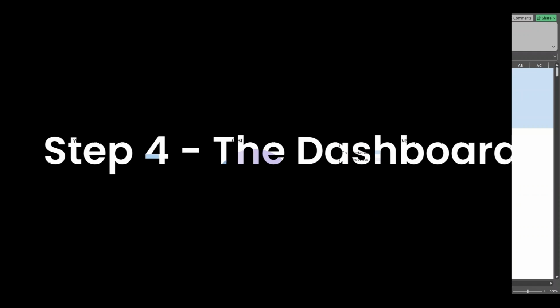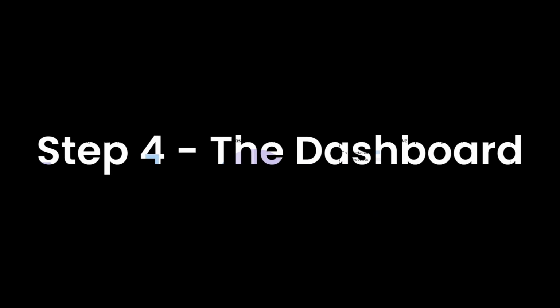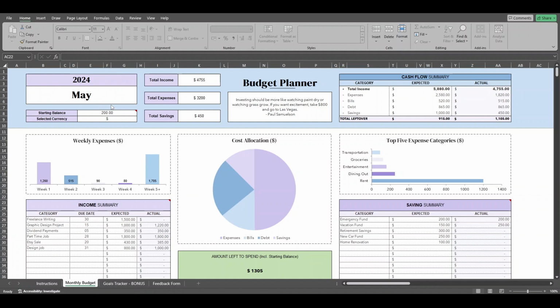So now moving on to step 4, the dashboard. We've now set our date and we've got our starting balance. Now I want to talk through the other things that we have in this moving banner. So we've got the total income, total expenses and total savings. This is automatically calculated, so you can see at a quick glance what those amounts will be.